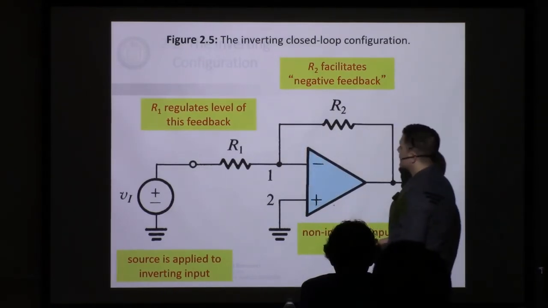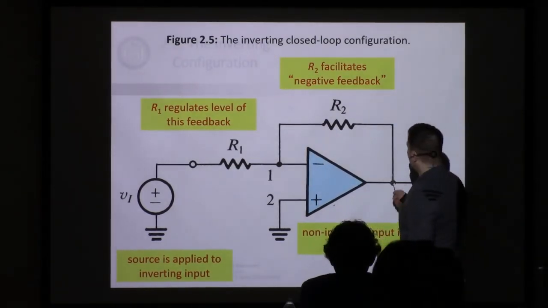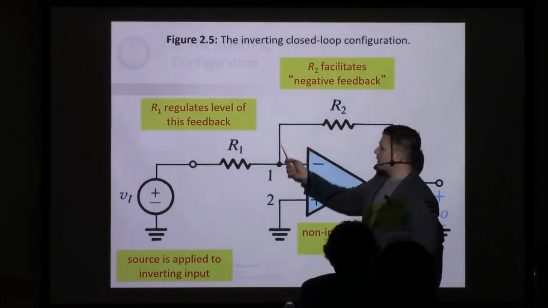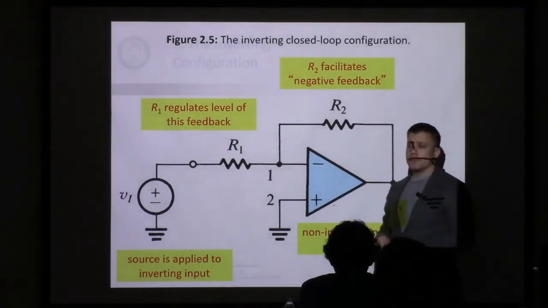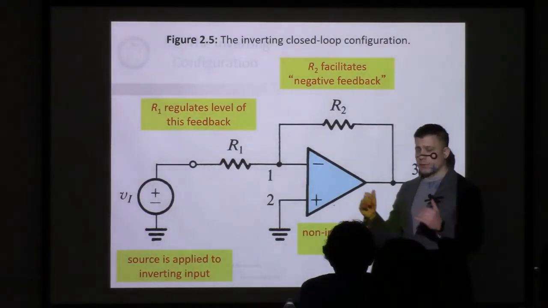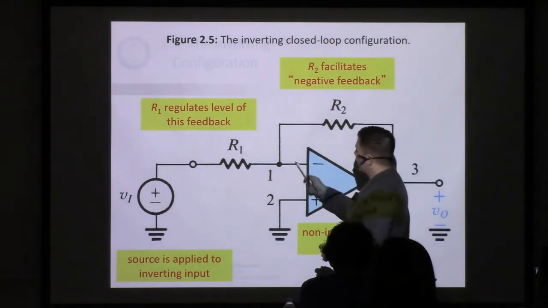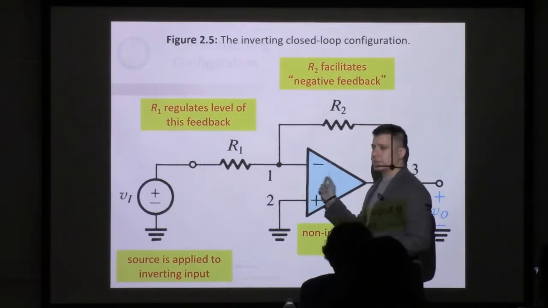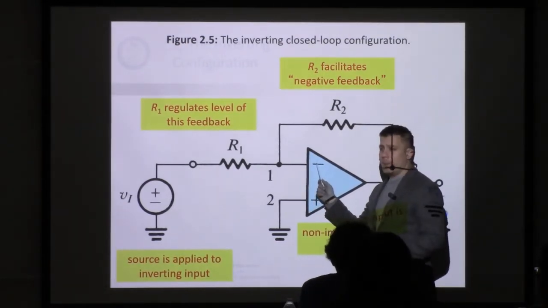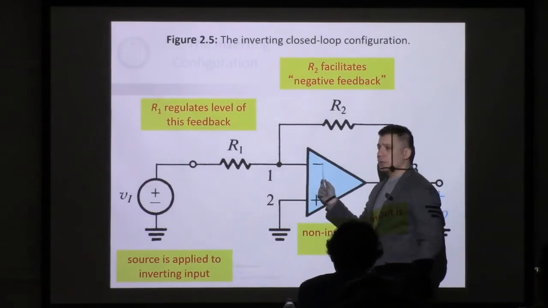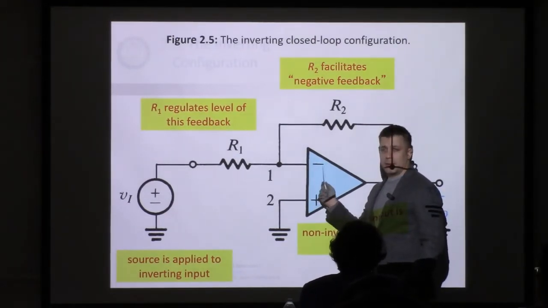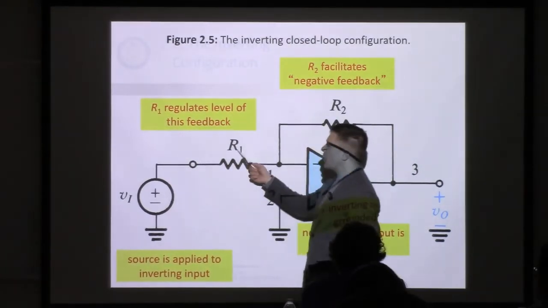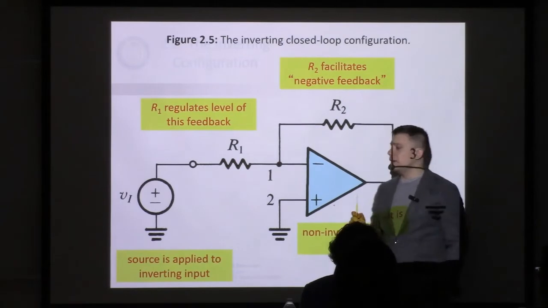So the current flowing along this path, more current flowing along this path will cause more negative feedback, which will further reduce the gain. When the current reaches this point right here, it cannot go to the right. We are again assuming an ideal op-amp, which means that there's no path here. This is an infinite input impedance, which means all the current needs to flow like this, to the left. That's why we say R1 regulates the level of feedback.